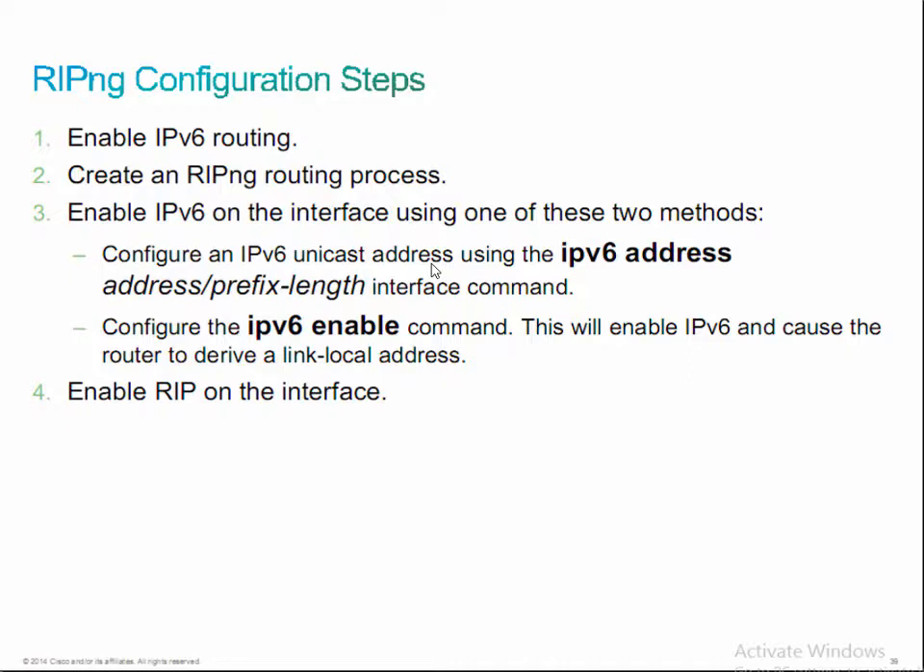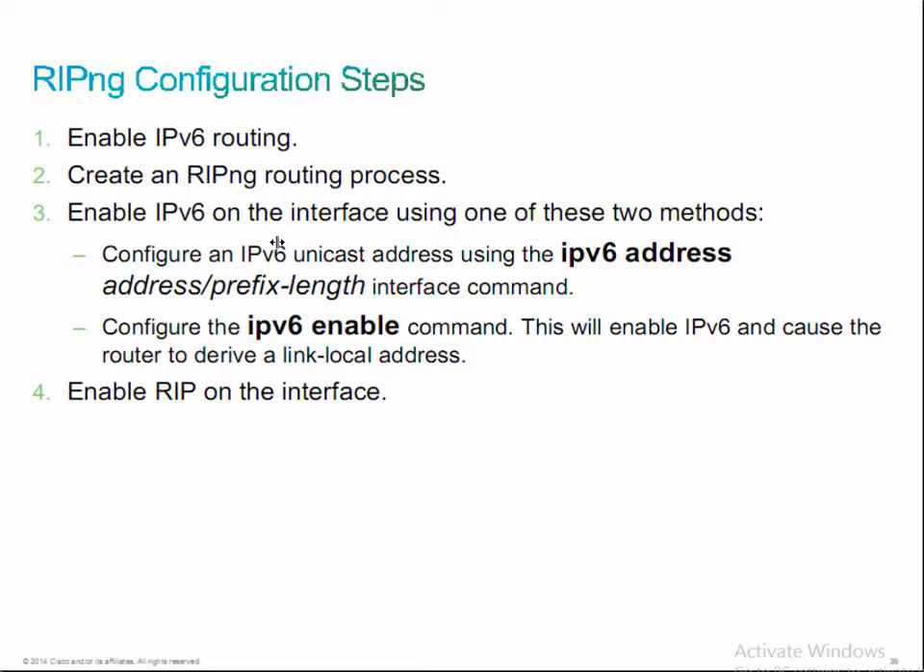And then we enable IPv6 on the interfaces by either assigning an IPv6 address to the router interface or by typing the command ipv6 enable. Now that won't give it a global unicast address, but it will cause the interface to generate its own link local address. And actually routing information is exchanged using link local. You can actually learn about routes through the link local process without actually having to use a global unicast address. And then the last step is enabling RIP on the specific interface. All right, so let's go through this process step by step.